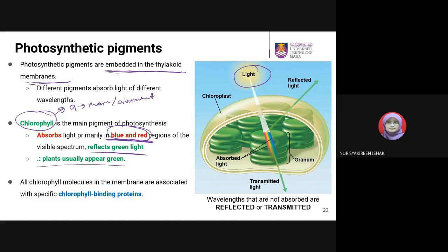So kenapa daun kan dia appear green? Sebab the most abundant pigment is chlorophyll A. So chlorophyll A will not absorb green light. Okay, chlorophyll A will not absorb green light. So the green light will be reflected and transmitted. Ini awak tambah transmitted.